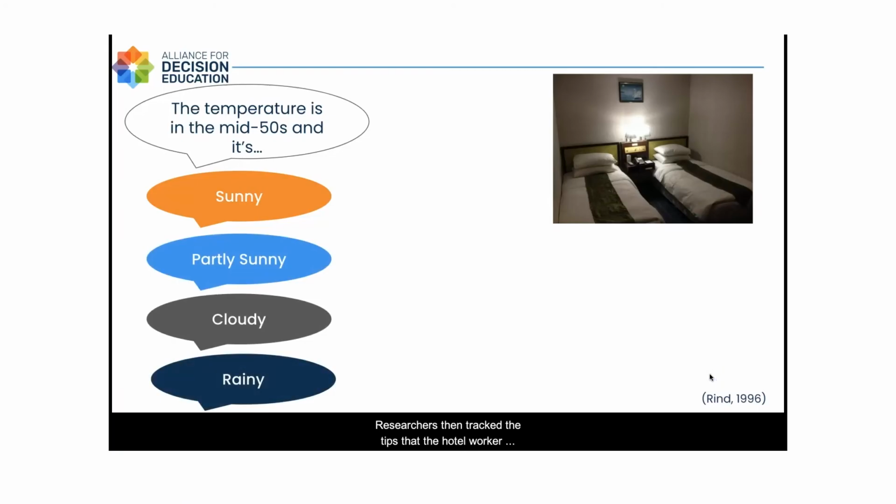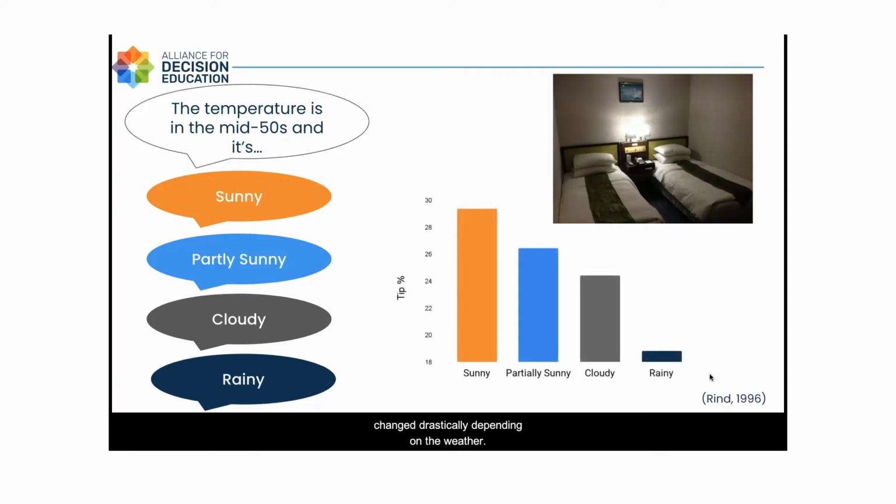Researchers then tracked the tips that the hotel worker received from the study participants. And what they found was that the tips the worker received changed drastically depending on the weather. So whether it was sunny or cloudy or rainy influenced how much people were willing to spend on the tip for the room service delivery, as you can see here on this graph. People tipped significantly more when they thought it was sunny versus when they thought it was rainy.